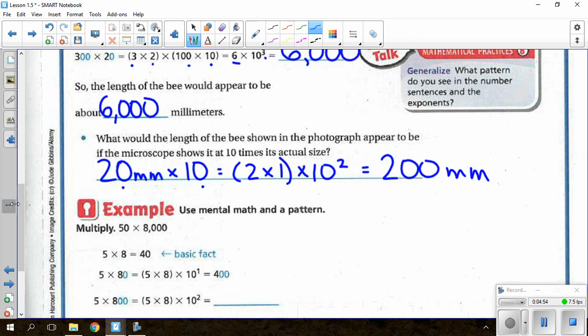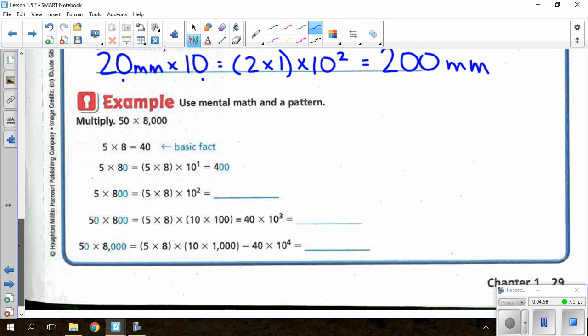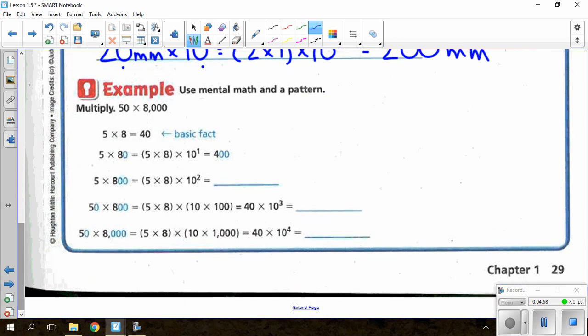Going down to the next example. My next example says I'm going to multiply 50 times 8,000. So we always take the first numbers from both factors to find our basic fact. So our first numbers are 5 and 8. So 5 times 8 equals 40.